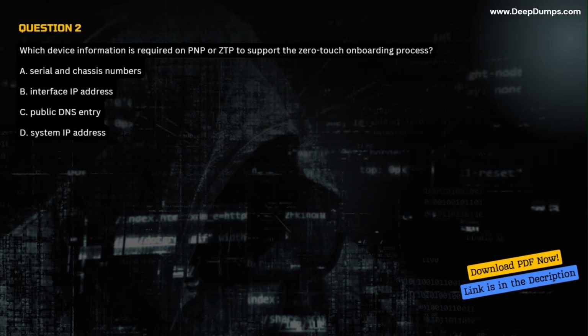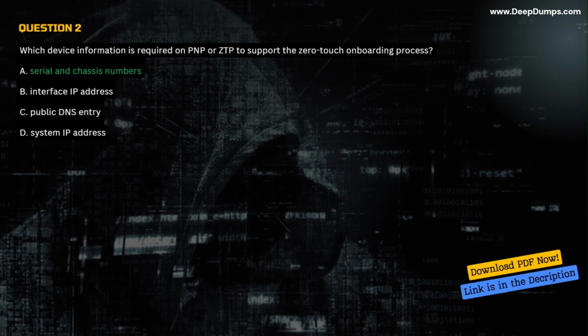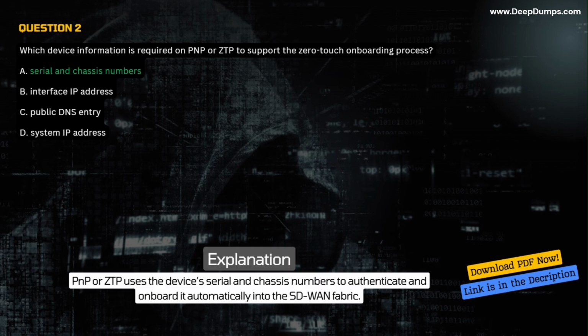Question 2. Which device information is required on PNP or ZTP to support the zero-touch onboarding process? A. Serial and chassis numbers. B. Interface IP address. C. Public DNS entry. D. System IP address. Correct answer A. Serial and chassis numbers. Explanation. PNP or ZTP uses the device's serial and chassis numbers to authenticate and onboard it automatically into the SD-WAN fabric.